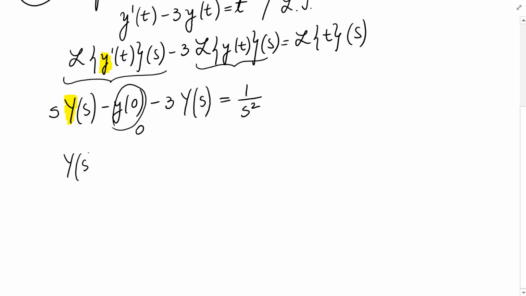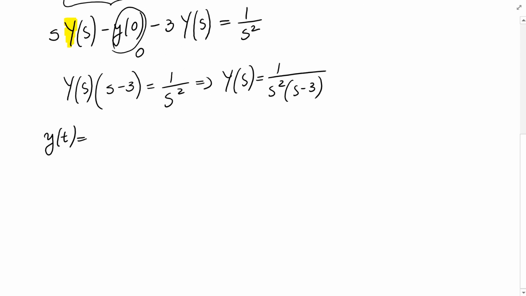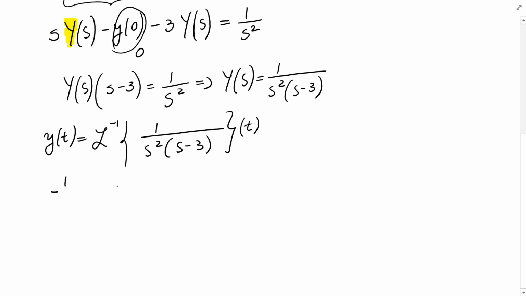Knowing that y of 0 is 0, as given in the initial conditions, if we factor out Y of s, we get Y of s times s minus 3 equals 1 over s squared, or Y of s equals 1 over s squared times s minus 3. So y of t, which is the solution that we are looking for, is going to be the inverse Laplace transform of 1 over s squared times s minus 3. And in order for us to calculate this inverse Laplace transform, we have two ways.